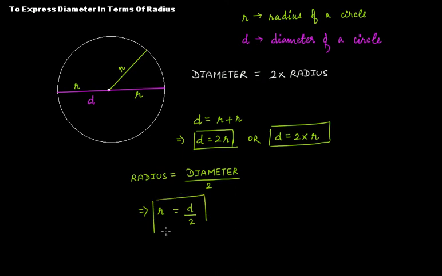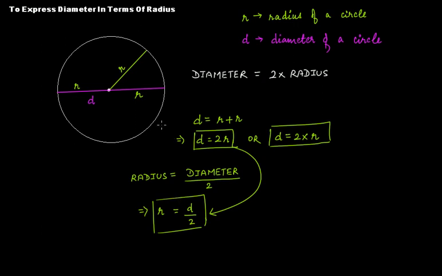This can be derived directly from here. So from one rule you can see we have derived another rule. By this rule we were expressing diameter in terms of radius, but by changing the position of numbers, we can simply tell that r is equal to d by 2. It's a rule for expressing radius in terms of diameter.